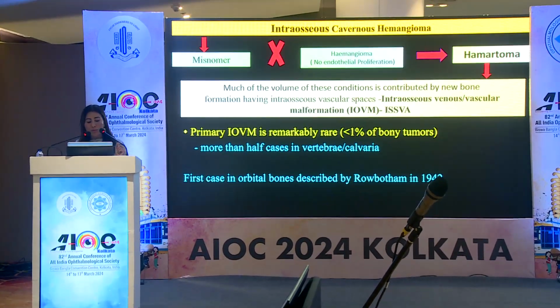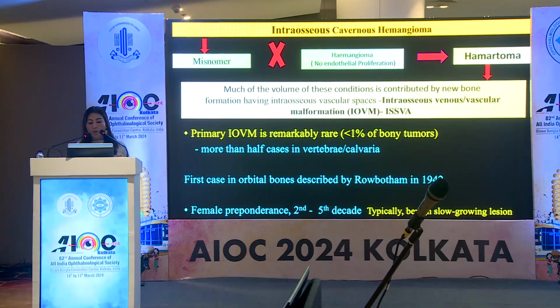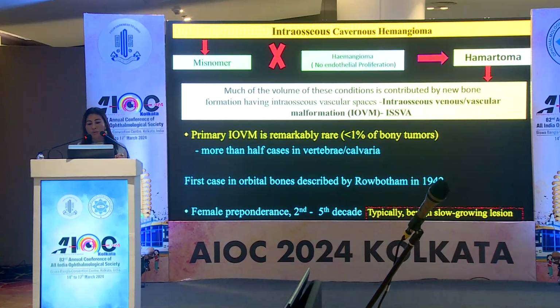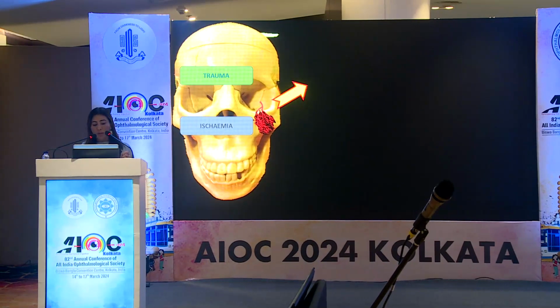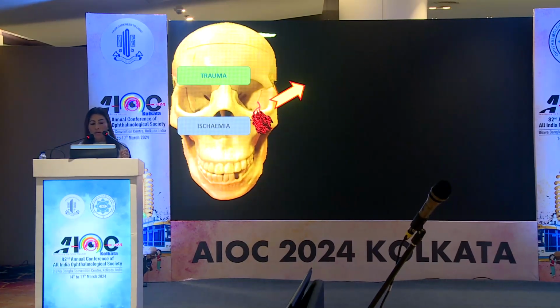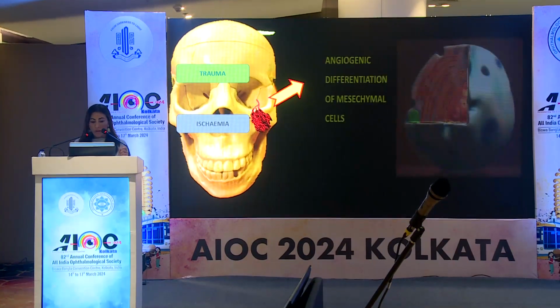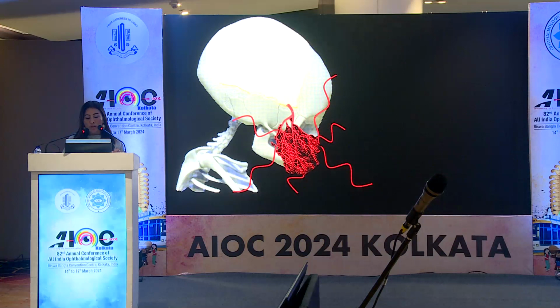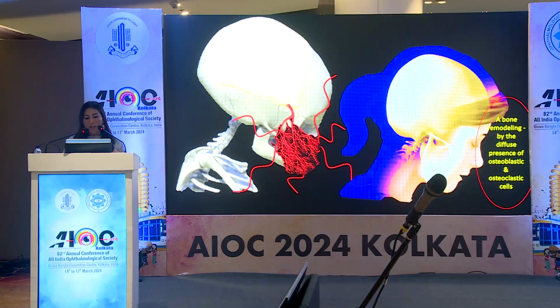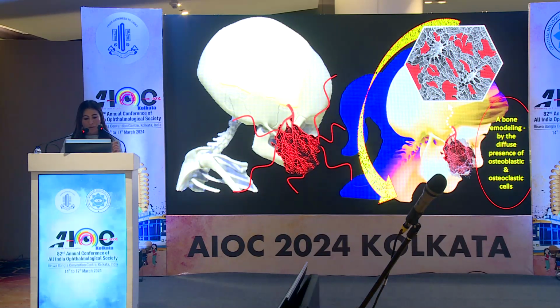The first case was reported in 1942, but orbital cases are much fewer, with a female preponderance. So what is the inciting factor? The factor is basically trauma or ischemia. This incites angiogenic proliferation, and along with angiogenic differentiation, bony resorption and bony differentiation, it leads to the formation of a tumor within the bone, which we call an intraosseous vascular malformation.